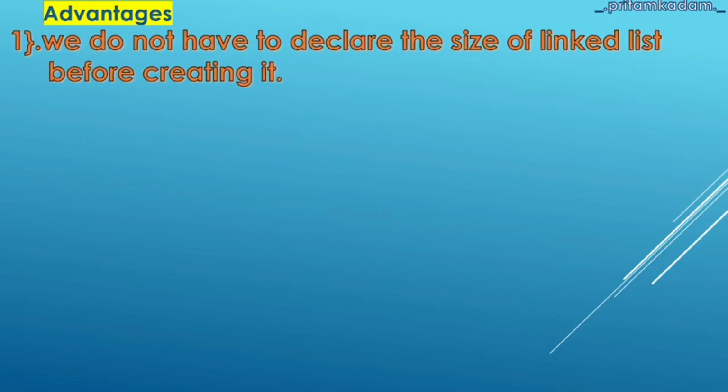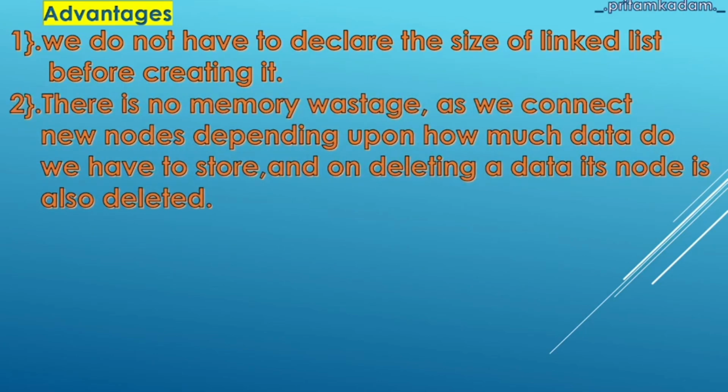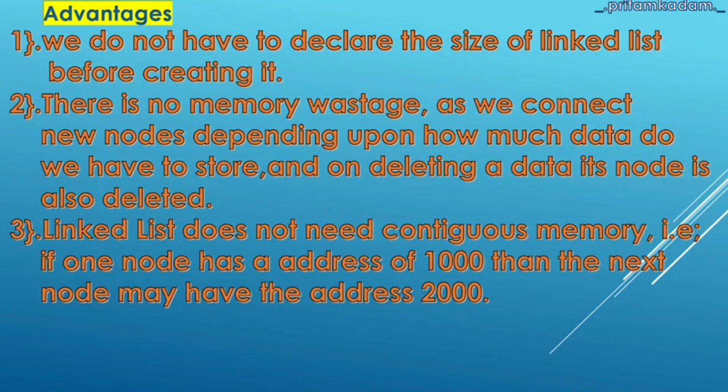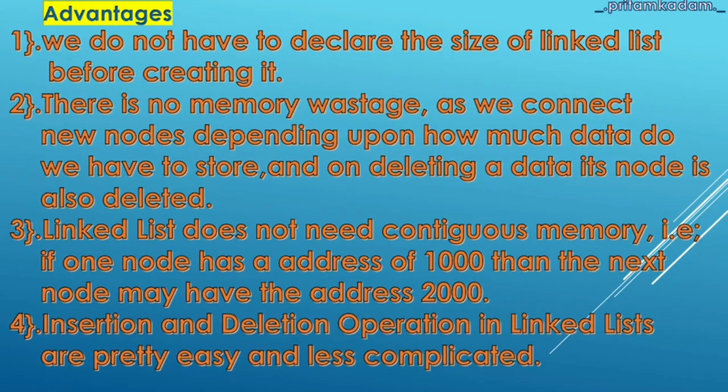What are the advantages of a linked list? We do not have to declare the size of the linked list before creating it, meaning it is dynamically allocated. So there is no memory wastage, as we connect new nodes depending upon how much data we have to store, and on deleting data, its node is also deleted. Third, a linked list does not need contiguous memory. If one node has an address of 1000, the next node may have an address of 2000, not like arrays where we have to use 1000, 1002, 1004. Now, insertion and deletion operations in a linked list are pretty easy and less complicated than in any other.